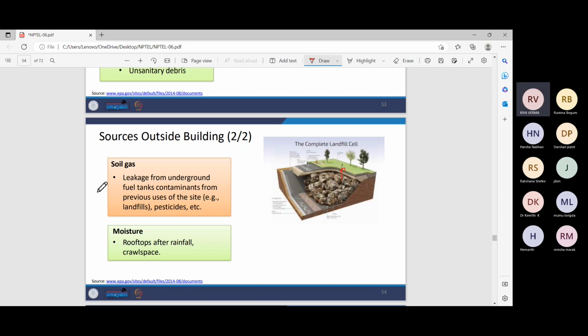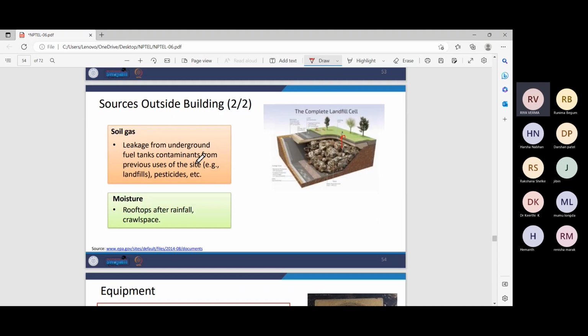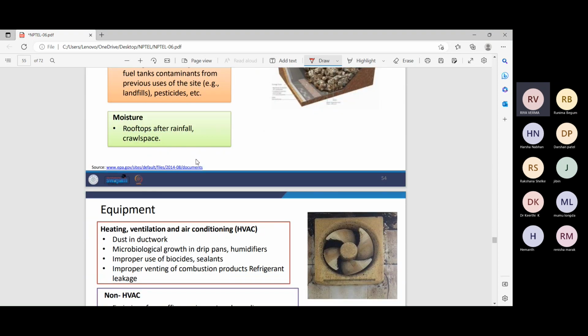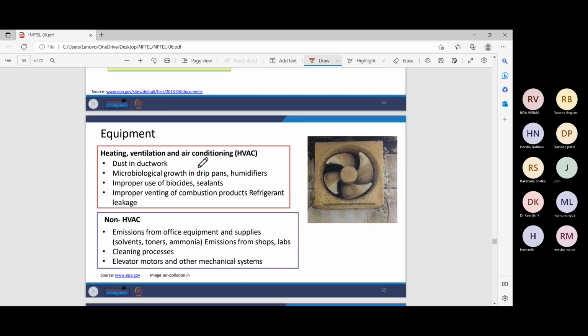Then we have moisture, like the rooftops after rainfall or the crawl space. These tend to serve as a major source of moisture, which will create bacterial growth, and will ultimately lead to the growth of pathogens. Next, we have heating, ventilation, and air conditioning (HVAC) systems, which will have dust in ductwork, microbial growth in drip pans, humidifiers, then improper use of biocides and sealants, and improper venting of combustion products.